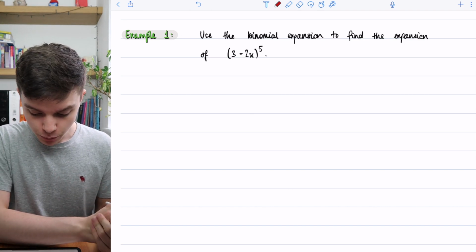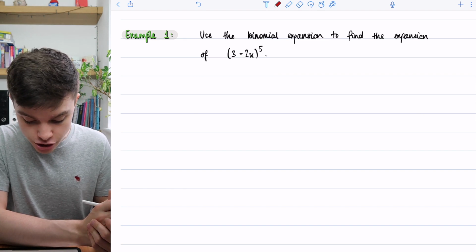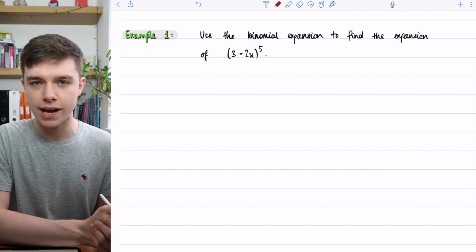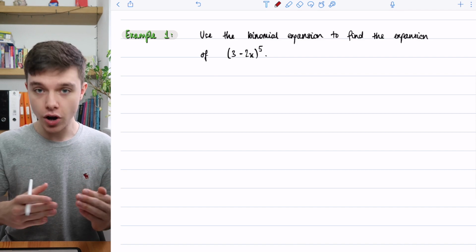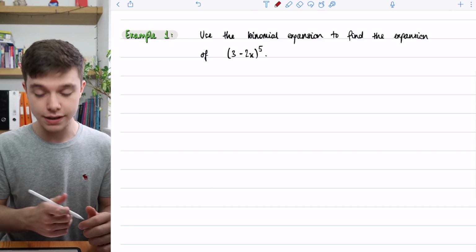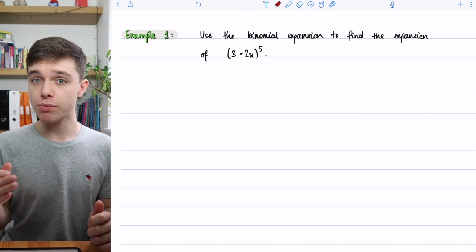So, example 1 says use the binomial expansion to find the expansion of this bracket. And we are told to use the binomial expansion here, but if we didn't, we know that we've got 2 terms and we've got a power of 5. 5 is a natural number because it's a positive integer. And so we can use the binomial expansion even if we weren't asked to.